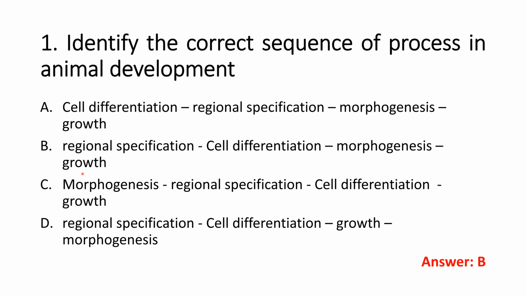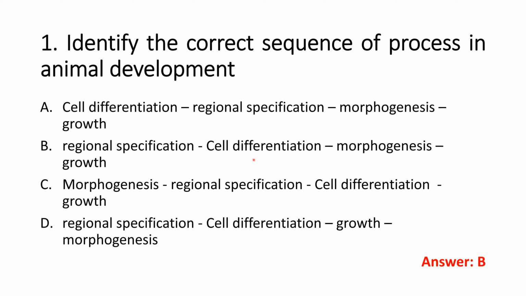So this is the correct sequence of processes in animal development. How can we say this? A little bit of explanation I will give you. During regional specification, cells are assigned specific fates based on their positions within the embryo. This is regional specification, where they take their positions in the embryo. After that, cell differentiation will take place.